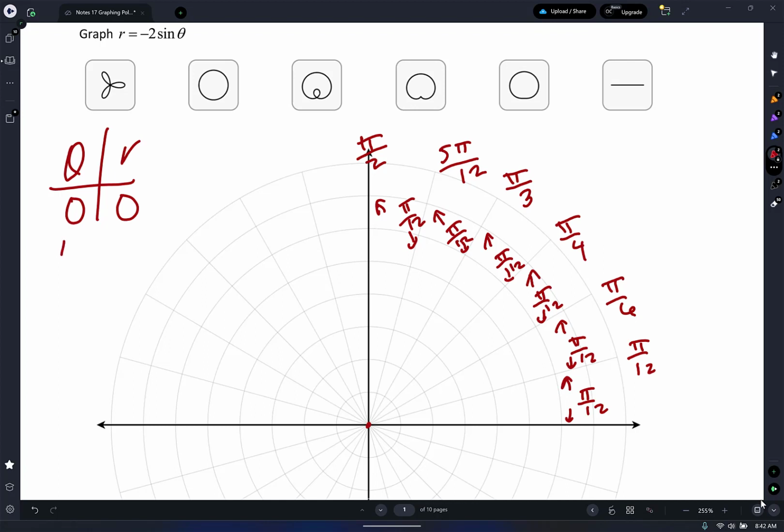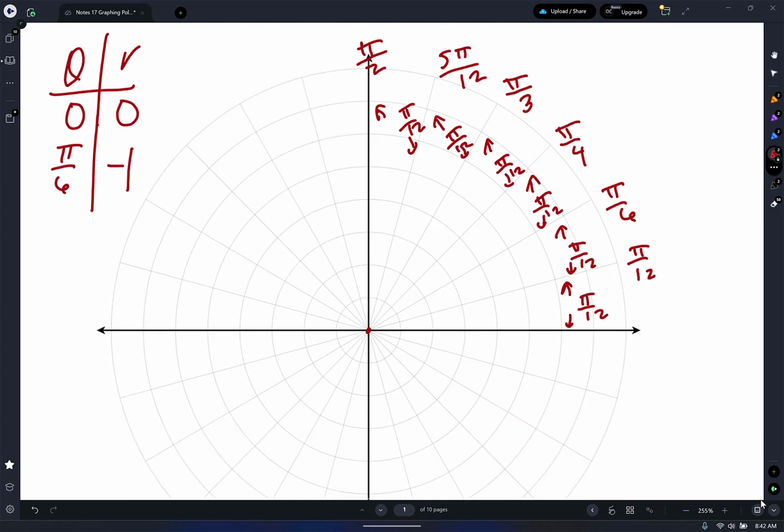I'm going to plug in pi over 6. Sine of pi over 6 is a half. And what's half of negative 2? Negative 1. So go to pi over 6. It would have been this line in quadrant 1. But then I go negative 1. So I'm going to go in reverse. And I am now in quadrant 3.